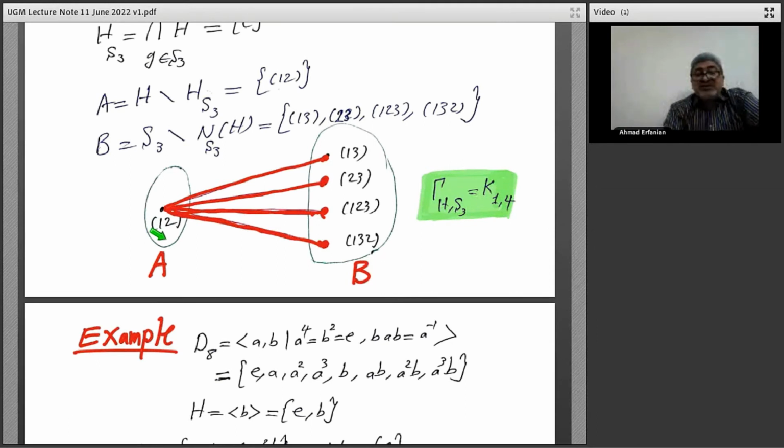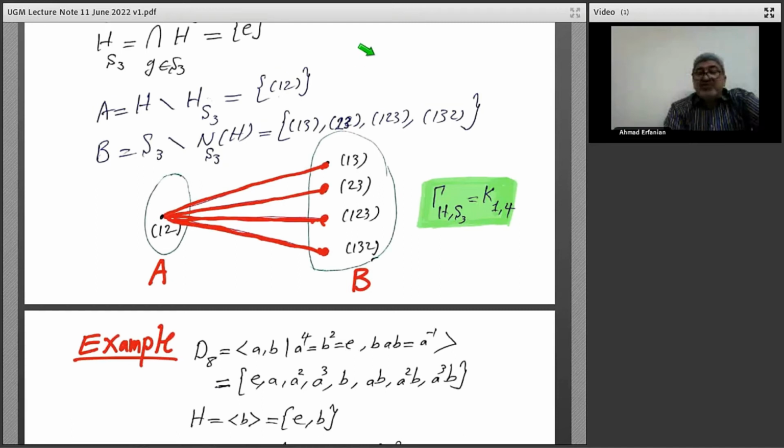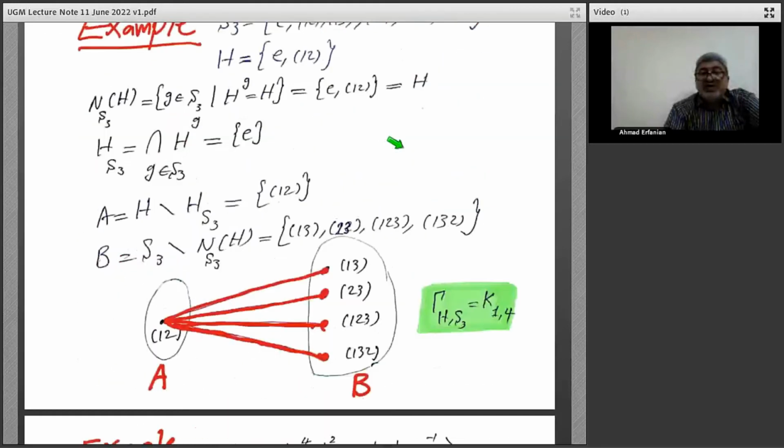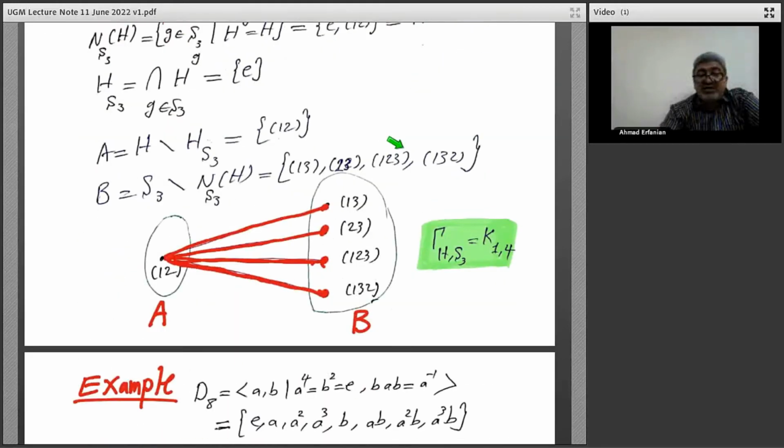So set A consists of only 1 element, (1 2), and B consists of 4 elements. And (1 2) is adjacent to (1 3). Why? Look at the definition. The definition is that H is adjacent to G if and only if H to the G is not in H. So (1 2) is adjacent to (1 3) because (1 2) to the (1 3) is not in H.